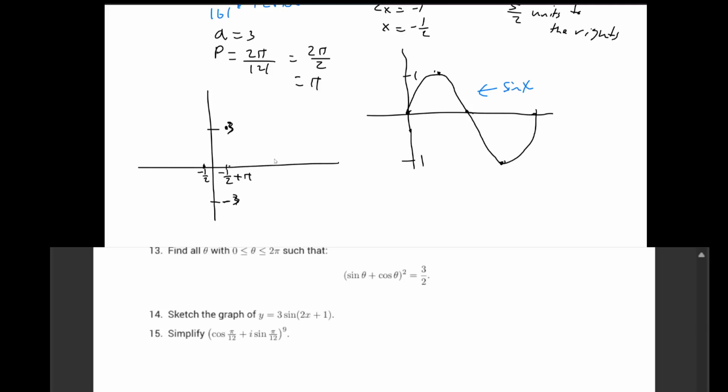It didn't give us an interval for what we have to graph. I'm just going to graph one period. It just said sketch the graph. Technically the graph is infinite because it's periodic, but anyway, this will be negative 1/2 plus 2 pi, 0, 1, 0, and then negative 1/2 plus 3 pi, negative 1. I'm saying negative 1, but it's actually negative 3, just because I visualized this graph in my head. And then 0, 1, 0, negative 1, and then 0. This would be negative 1/2 plus 4 pi.